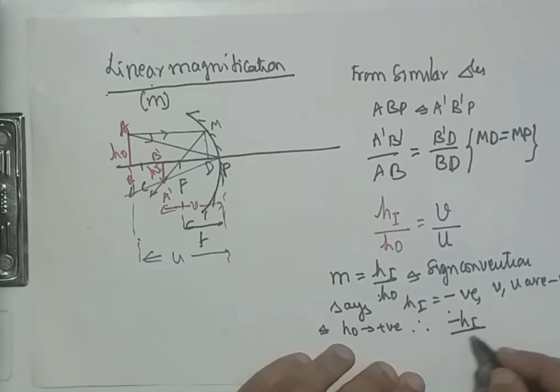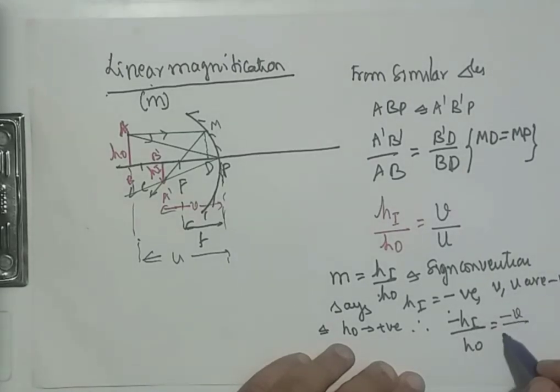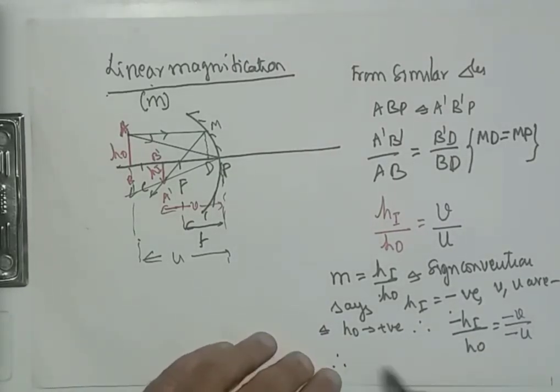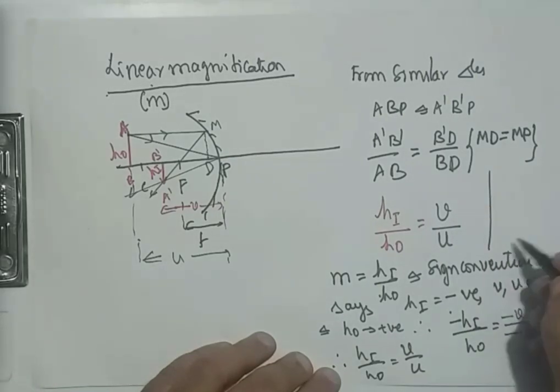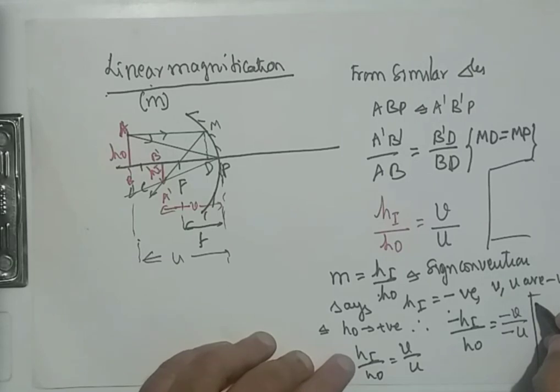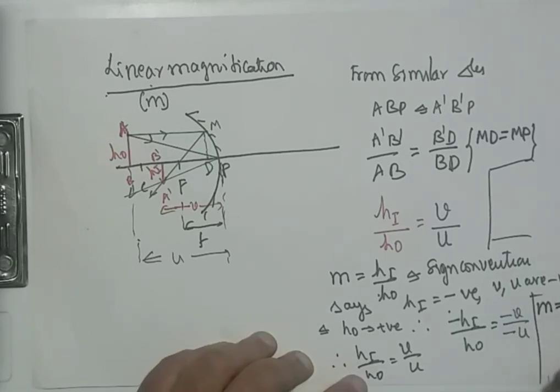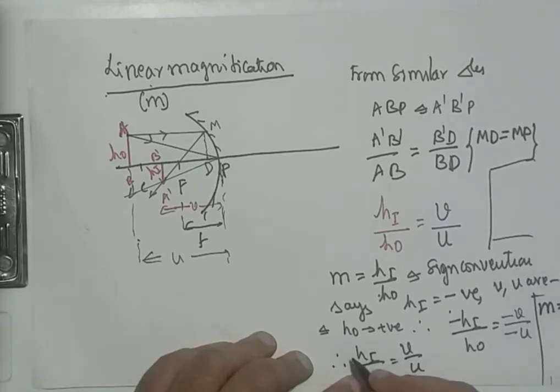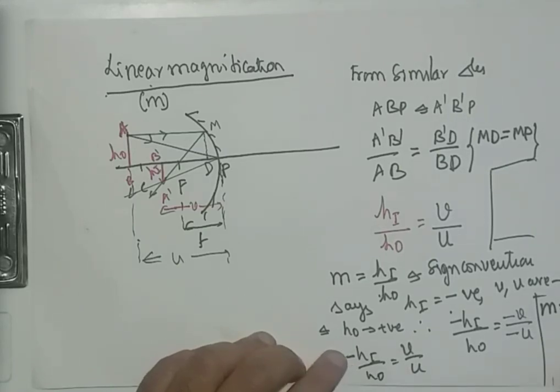Therefore, minus HI by HO is minus V by minus U. Therefore, final thing what I can write, HI by HO equals V by U, or finally I can write simply magnification HI by HO is M, which is V by U with the minus sign on this side. This is the expression for magnification.